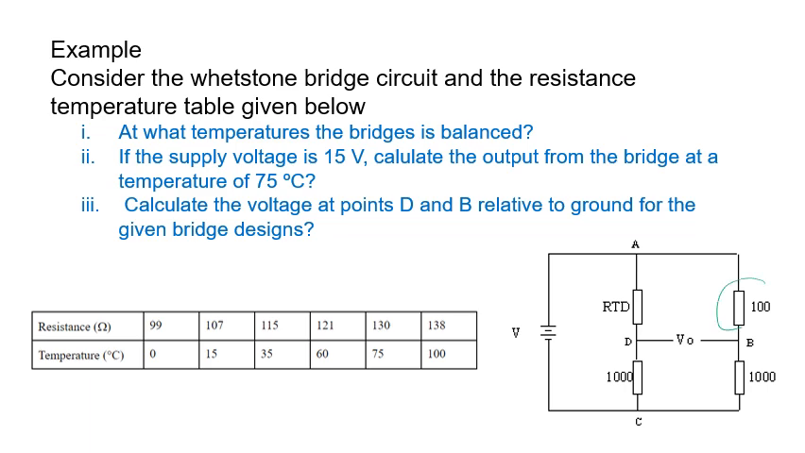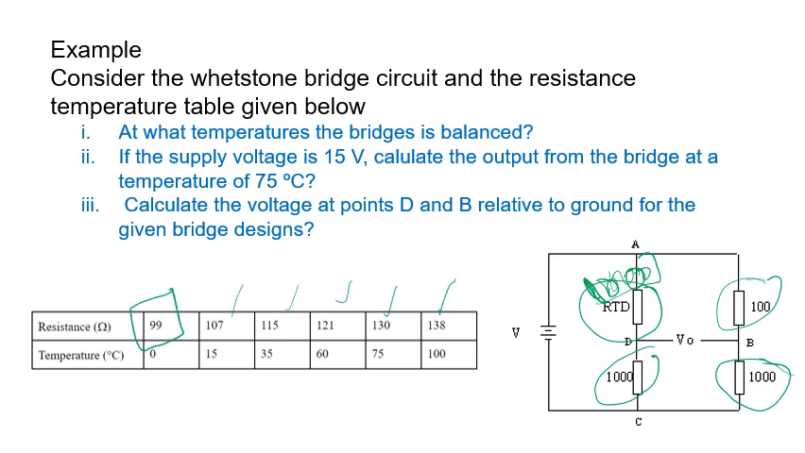Look here, this is 100 into 1000 equal to 1000 into RTD. That's the bridge theory. So the value which will make the bridge balanced is supposed to be 100. This must be 100 or the closest to 100. When I look at the values, this is the closest to 100. So this is the one which will make the bridge almost balanced. I cannot say balanced, but almost balanced.